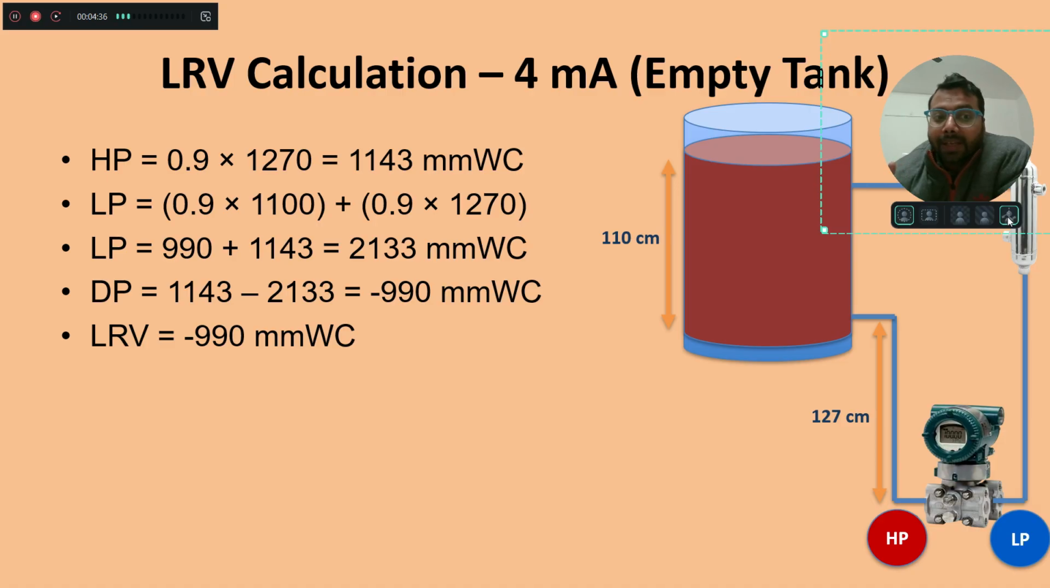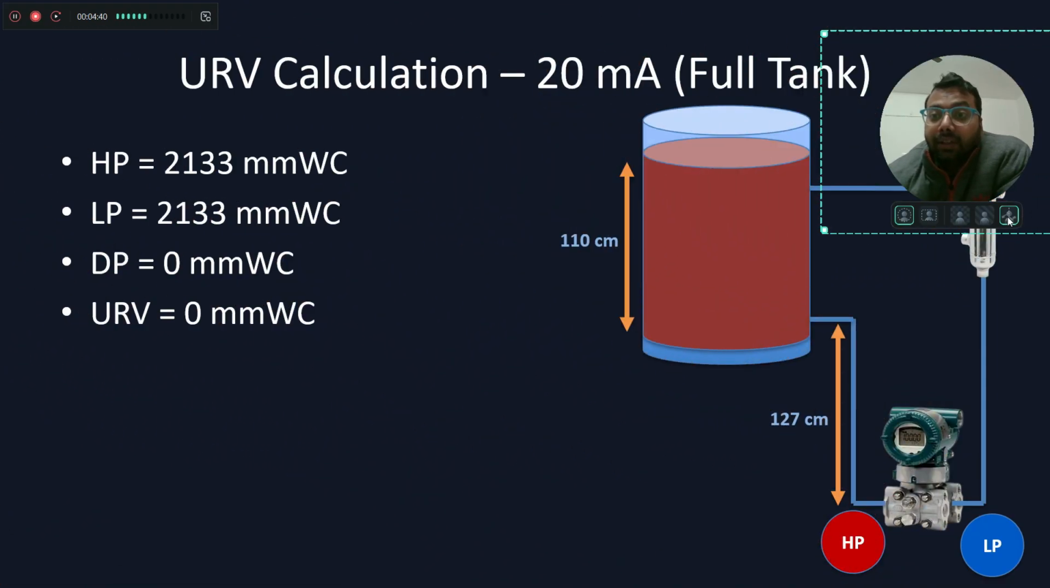This is minus 990. Now we are moving to calculate the value when the tank level is full, that means what value we will get at 20 milliampere. In the same way as we calculated in the previous LRV calculation, we are going to calculate the URV. So first we have to calculate the HP and LP tapping pressure head.